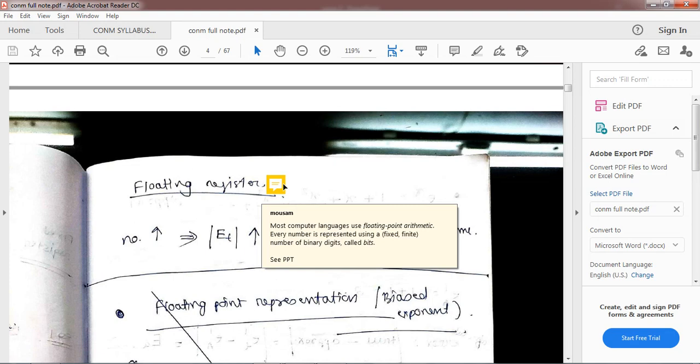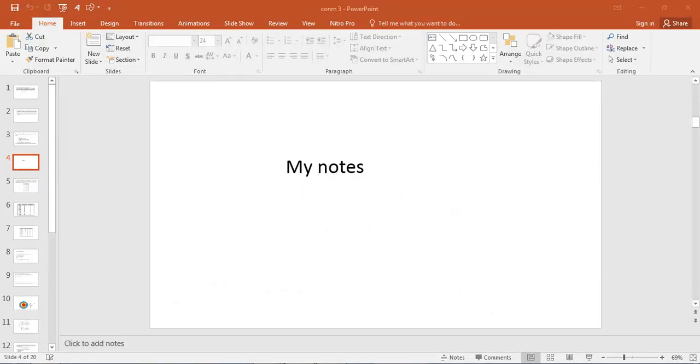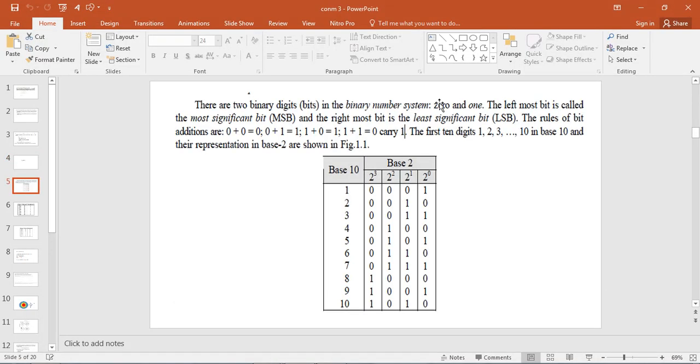Every number is represented using a fixed number of binary digits, called bits. As I have told you, we are going to use computers to solve numerical methods, so we must understand what my computer understands. My computer can only understand binary numbers, isn't it? So it will be either 0 or 1. So on a base of 10, this is how we represent in a 4-bit system: 1 is represented as 0001, 10 is represented as 1010. I believe every one of you knows that.